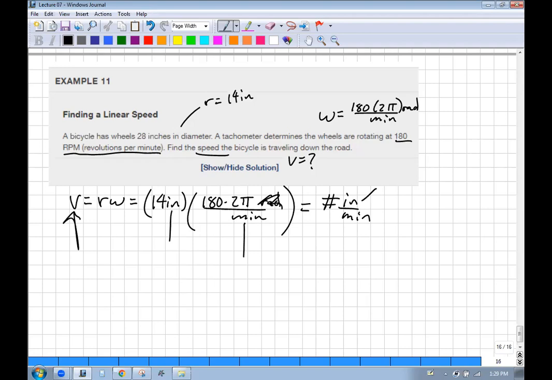So you wouldn't say, how fast are you going? You'd be like, I'm going 65 mile radians per hour, right? You wouldn't throw that word radians in there, right? Throw the word radians out.